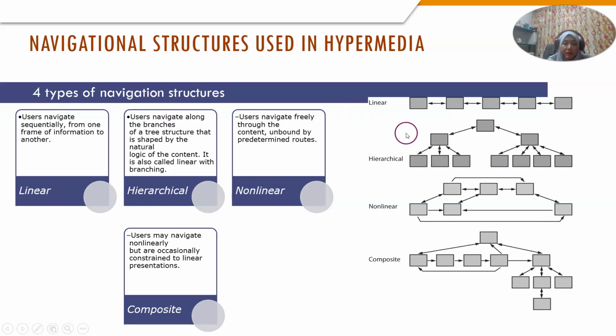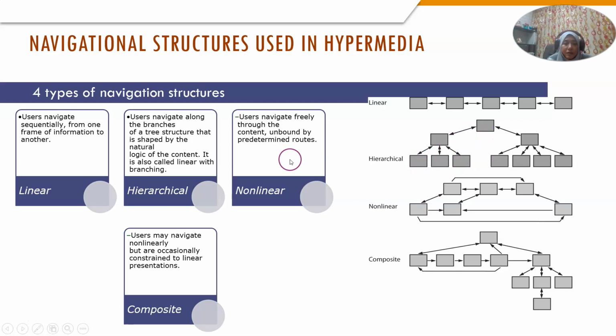For the hierarchical, users navigate along the branches. If you look at the diagram, class, it seems like an organization chart, where you have the head and then you have two branches here. So you will go to this one, and in the topic or in the branches we have the subtopic. Basically this is called the main topic, and then we have the subtopic. That is the hierarchical.